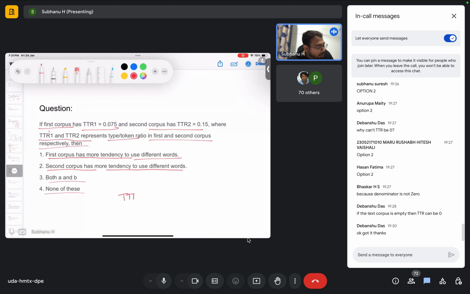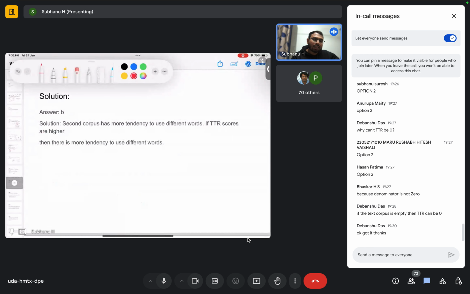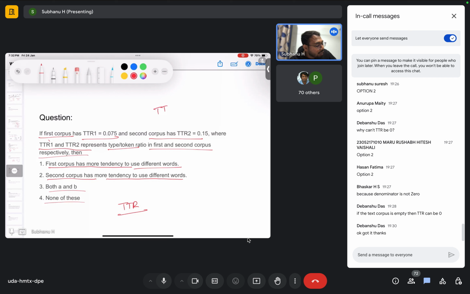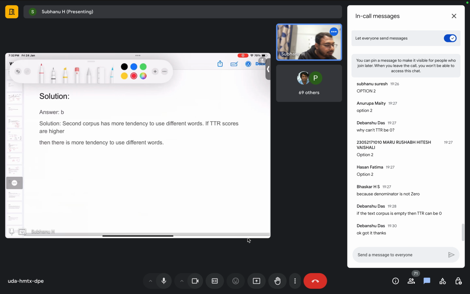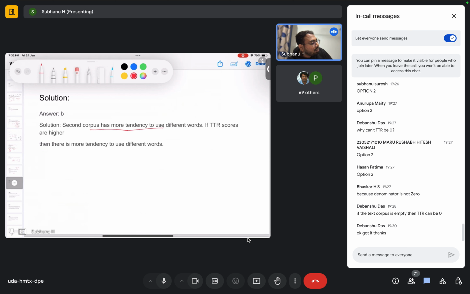So type token ratio. Okay, it's a simple question from the theory only. Basically, which one is higher, TTR1 or TTR2? TTR2 is greater than TTR1, because 0.15 is greater than 0.075. Fine. So that's why the second corpus has more tendency to use different or unique words. If the TTR score is higher, then there is more tendency to use different words.